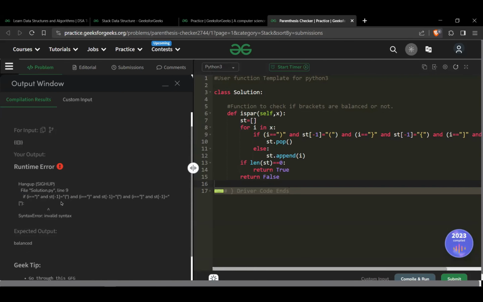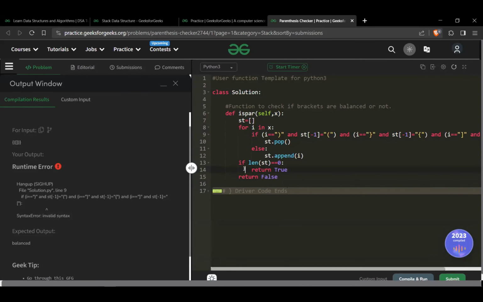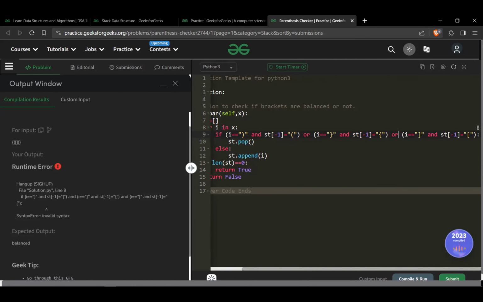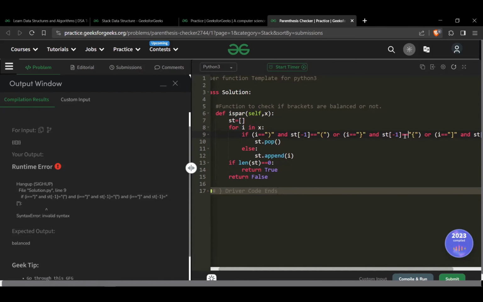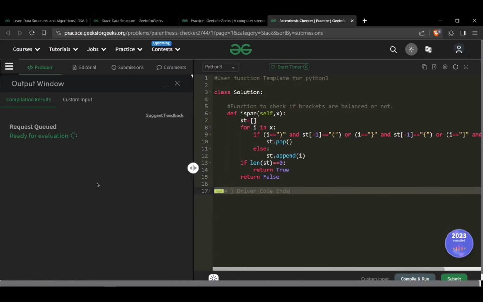Okay, so the problem is, any of these conditions can satisfy. And this equal to symbol, this is not assignment, that's why. Yes. Okay, so let me just quickly submit it.